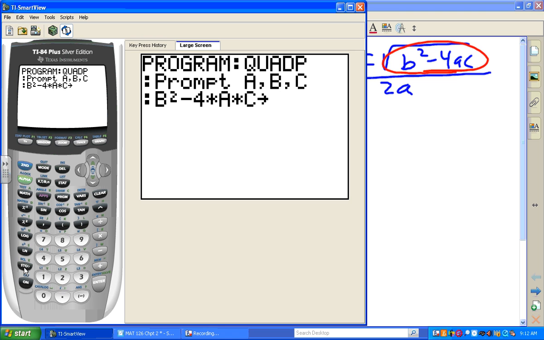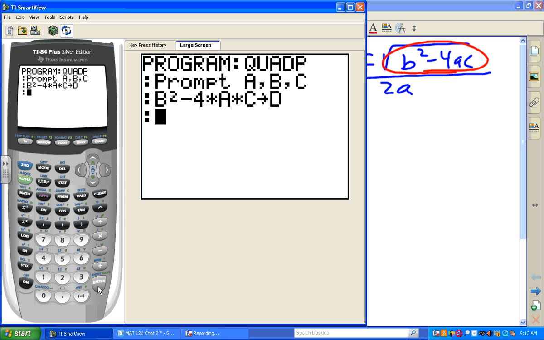Store this, STO in the bottom left-hand corner. I'm going to take that calculation and put it into what's called the discriminant. What would be a great letter for a discriminant? D, alpha D. I hit store, which is in the bottom left. Then I hit alpha D. So that calculation in the red circle is now stored in this letter D. Okay? All right, fantastic. I'm going to press enter because I need a new line. I need a new thought.